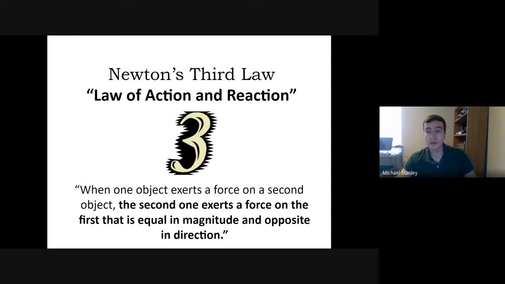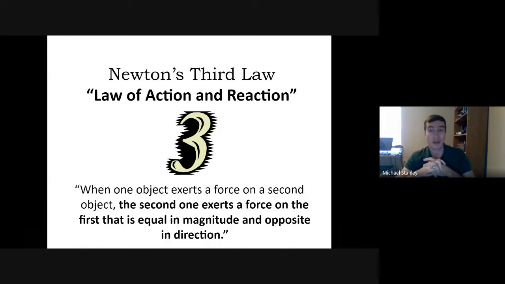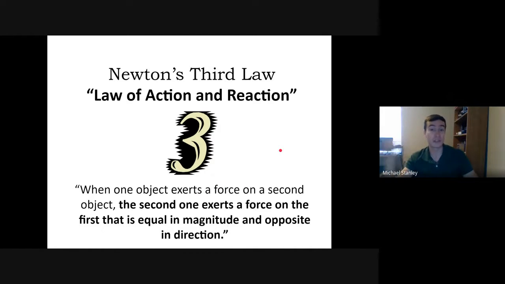All right, so the third law is probably the most complicated out of the three. It's often known as the law of action and reaction. And essentially what it means is that when an object exerts a force on a second object, the second object exerts a force on the first one that is equal in magnitude and opposite in direction. So the second object exerts an equal force in the opposite direction.